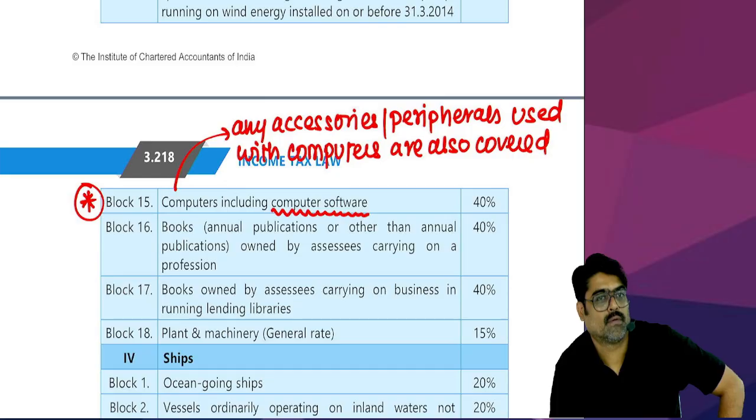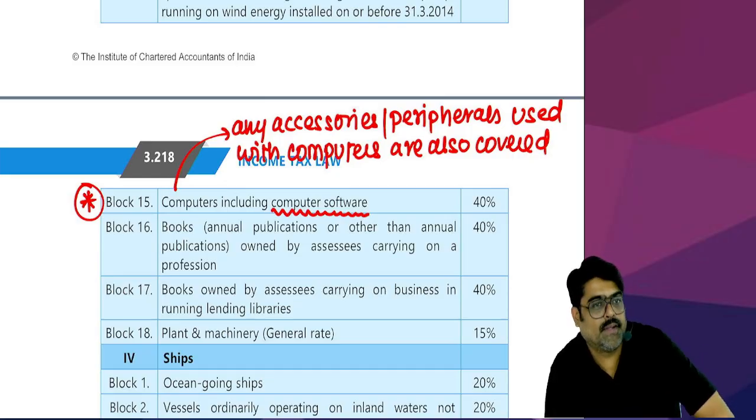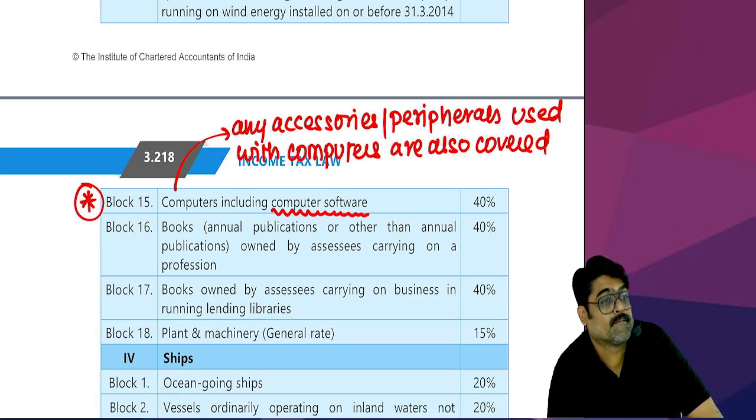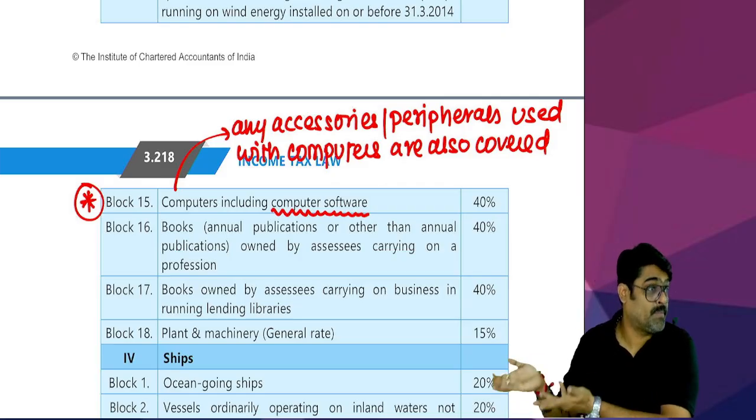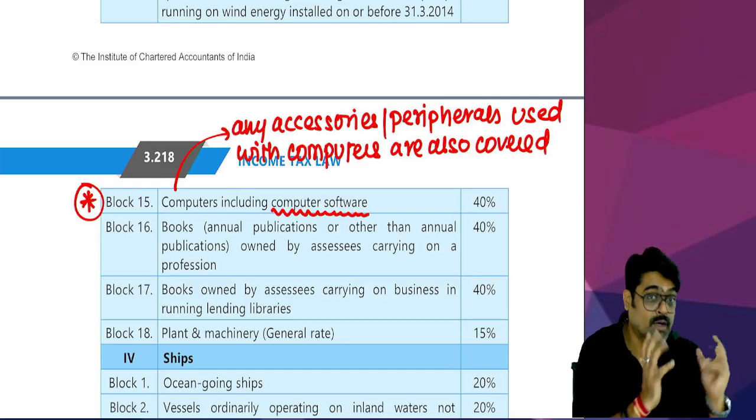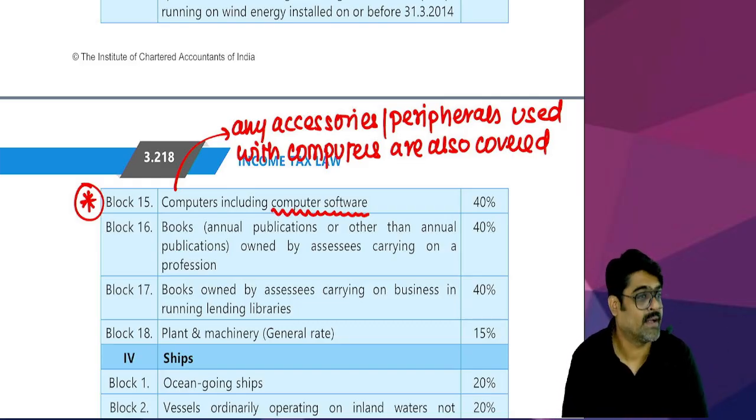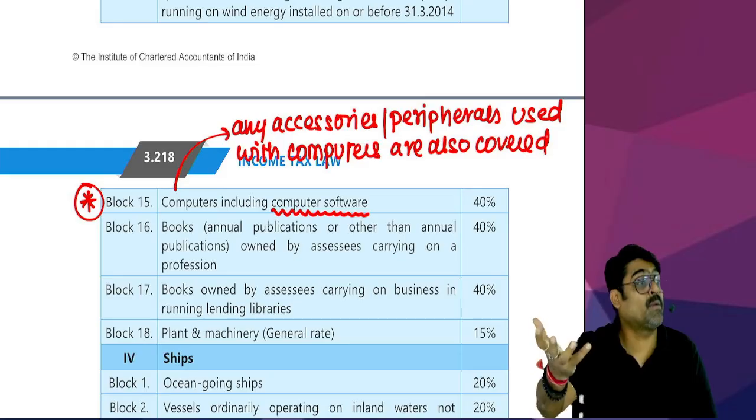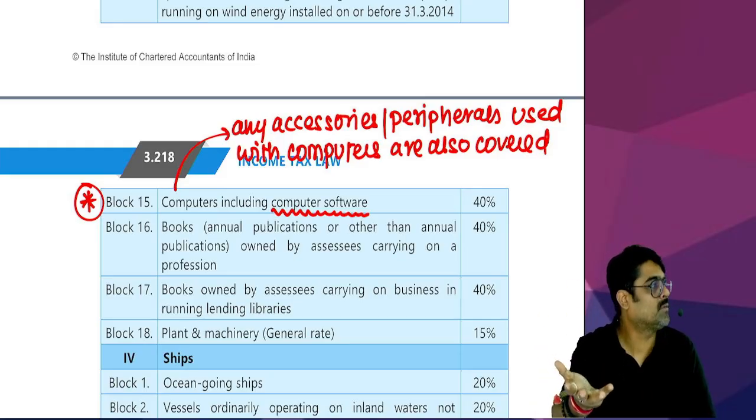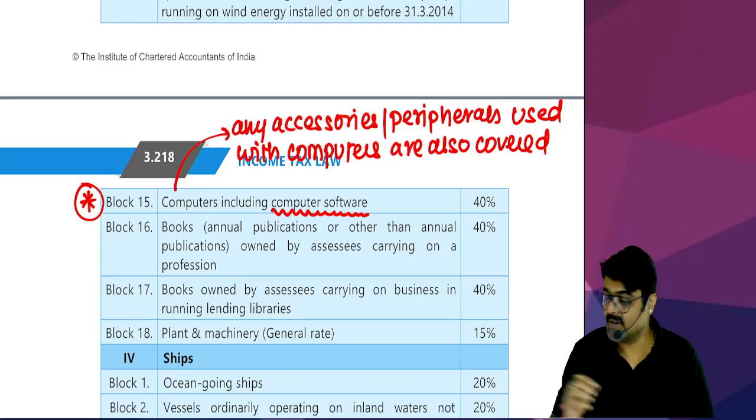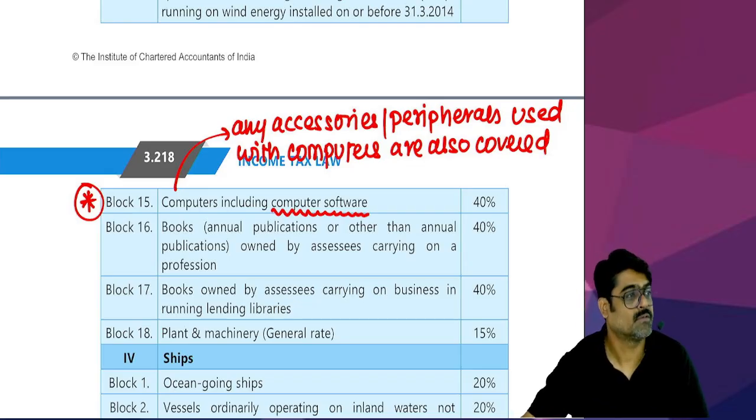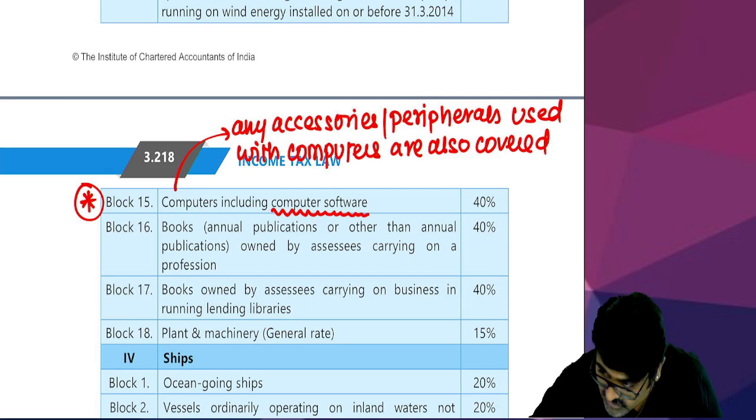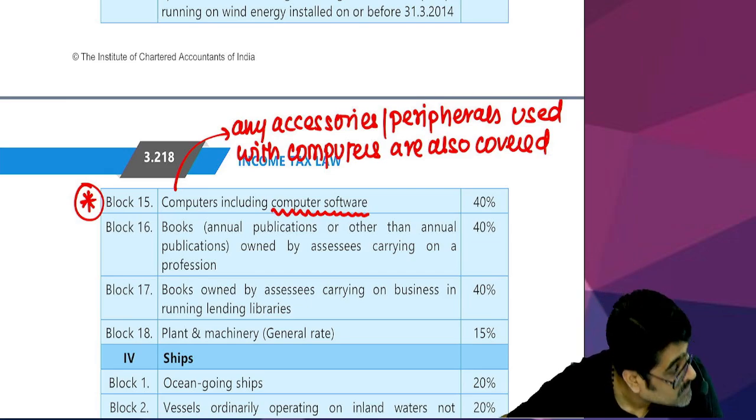Like any accessories or peripherals, meaning mouse, then keyboards, CPU, then this UPS, uninterrupted power supply, UPS also, servers, monitors. What are they? They are the accessories and peripherals which form an integral part of the computer system. They cannot be used without computers. What will I do with this mouse? Can I use it without a computer? So classify this also under the block of computers.